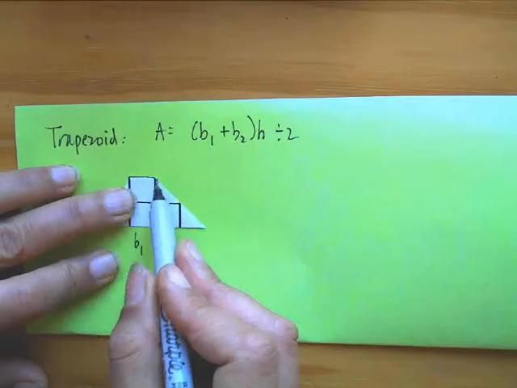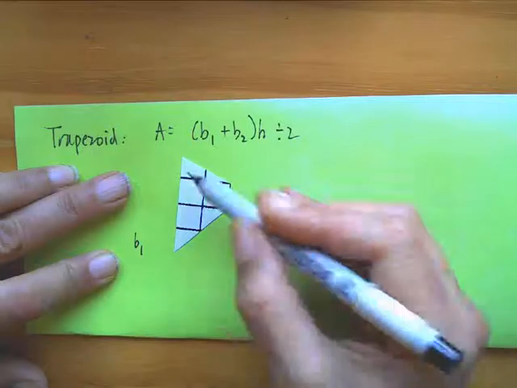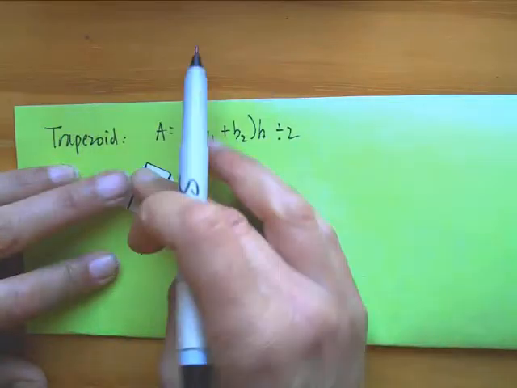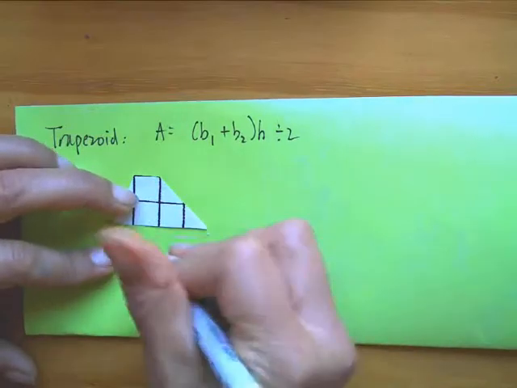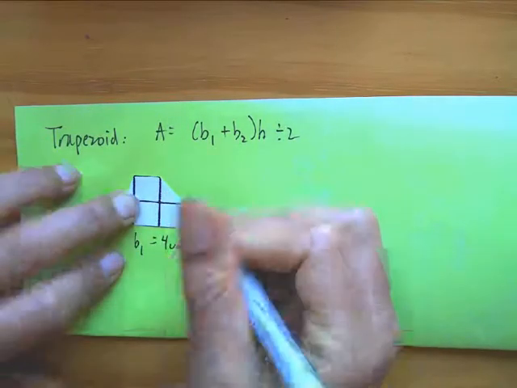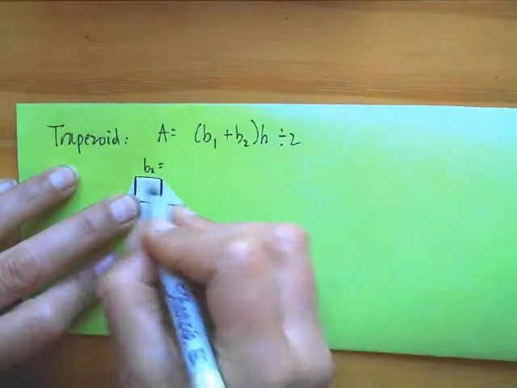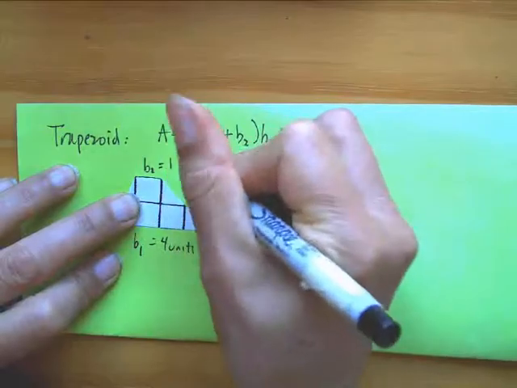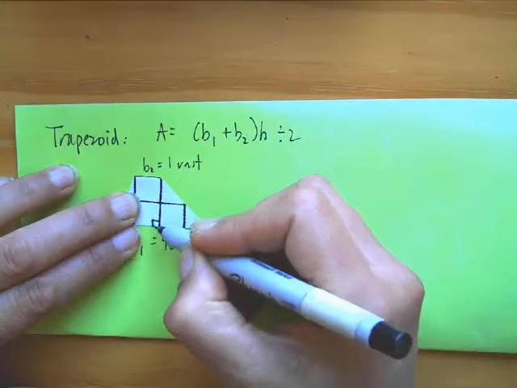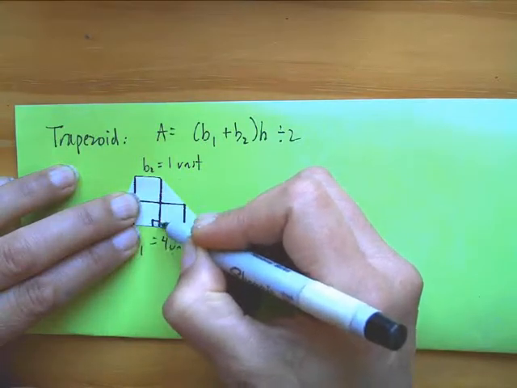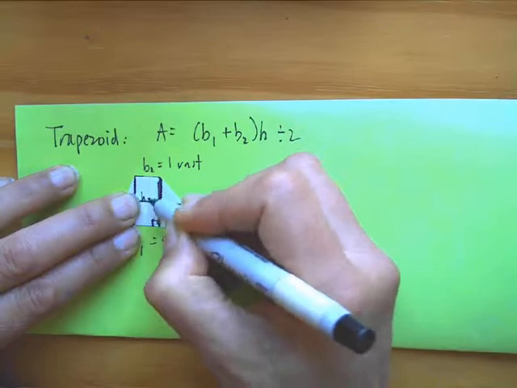So this bottom and this top are parallel. It could have been oriented like that as well, but the two sides that are parallel are going to be your base 1 and base 2. So I have a base 1, and that's equal to 1, 2, 3, 4. My other base, my base 2, is just 1 unit. My height is always going to be perpendicular. That means 90 degrees to the base. Okay, so here's my height, and my height is 2.